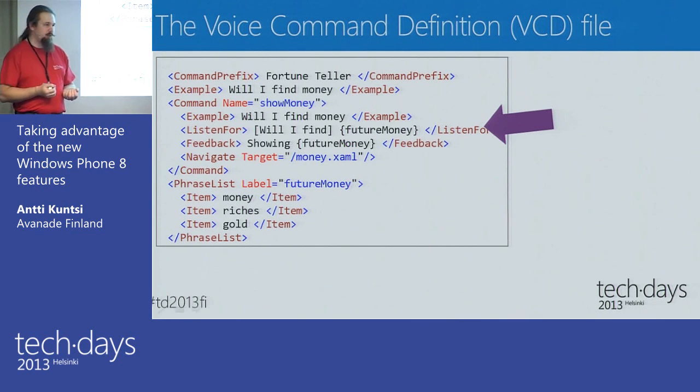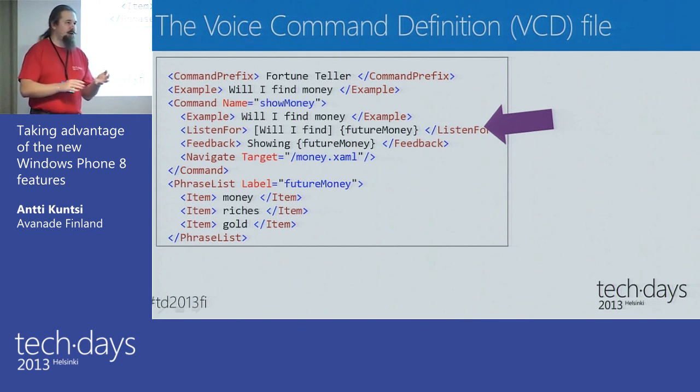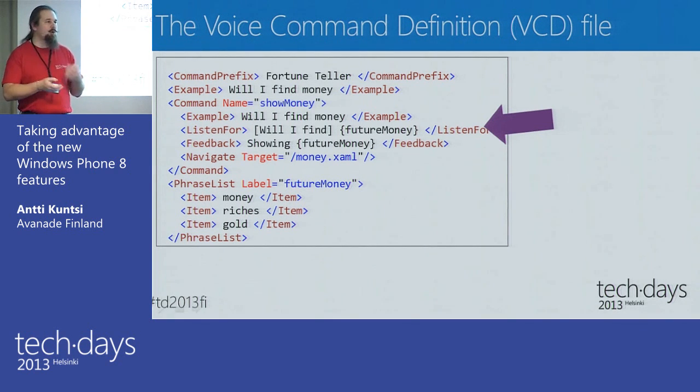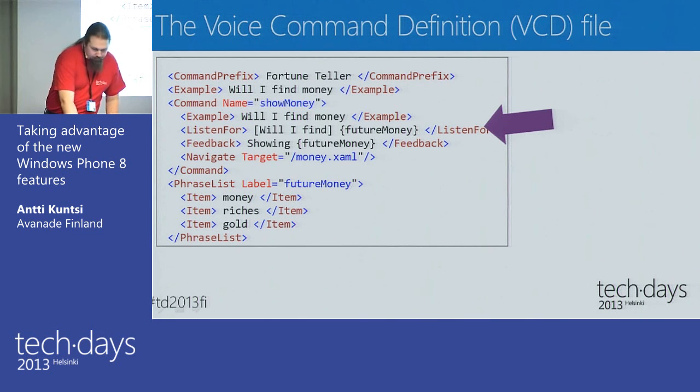Not all people use the word open. They can also say start or show. So you can disambiguate those by listing separately the words that I understand here. You can make things optional. So here the "will I find" is in brackets. That's optional. The user doesn't have to say "will I find". And then I have this "futuremoney" in curly brackets, which means there is a phrase list that I understand, where here is something that the user wants to say, but I'm not sure what.